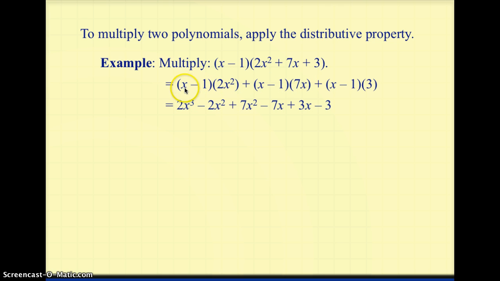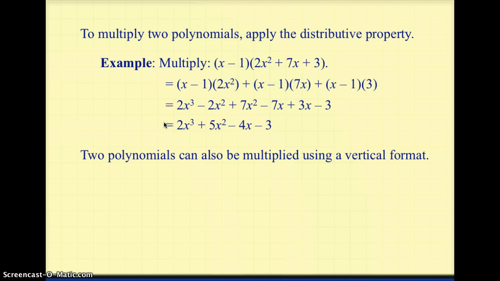So 2x squared times x is 2x to the third. 2x squared times negative 1 is negative 2x squared. Here, this next part, you have 7x times x is 7x squared. 7x times negative 1 is negative 7x. And then the last one is 3x minus 3. Next, you'll combine like terms to get your final answer right here.